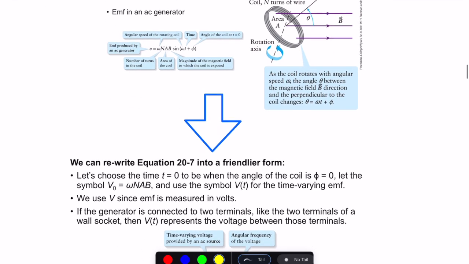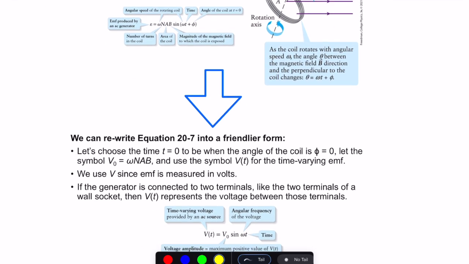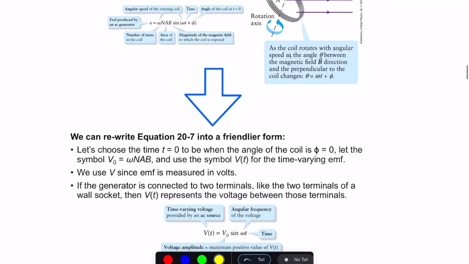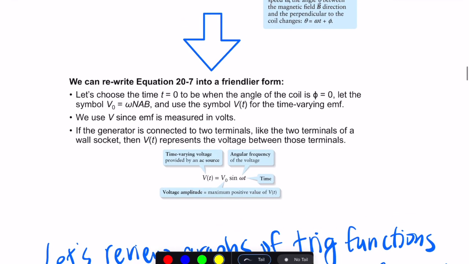So because we're going to be using this a lot, we're going to rewrite that in terms of V, voltage. The amplitude of the voltage coming out of our AC generator is going to be V naught, which is equal to omega NAB. Okay, and then we're going to assume that we always start at 0. So the phi symbol in the sine function is going to be 0. We don't need to worry about it. And so that's going to turn the voltage coming out of the power supply into this function V naught sine omega t.